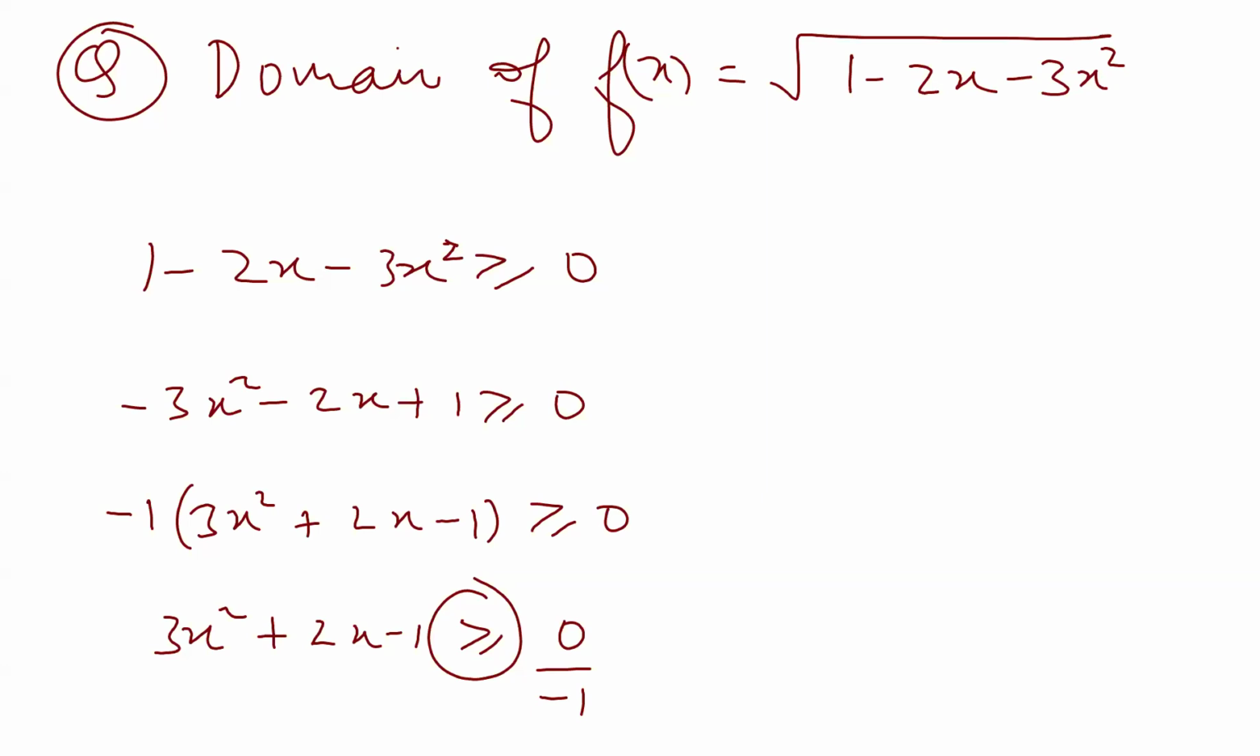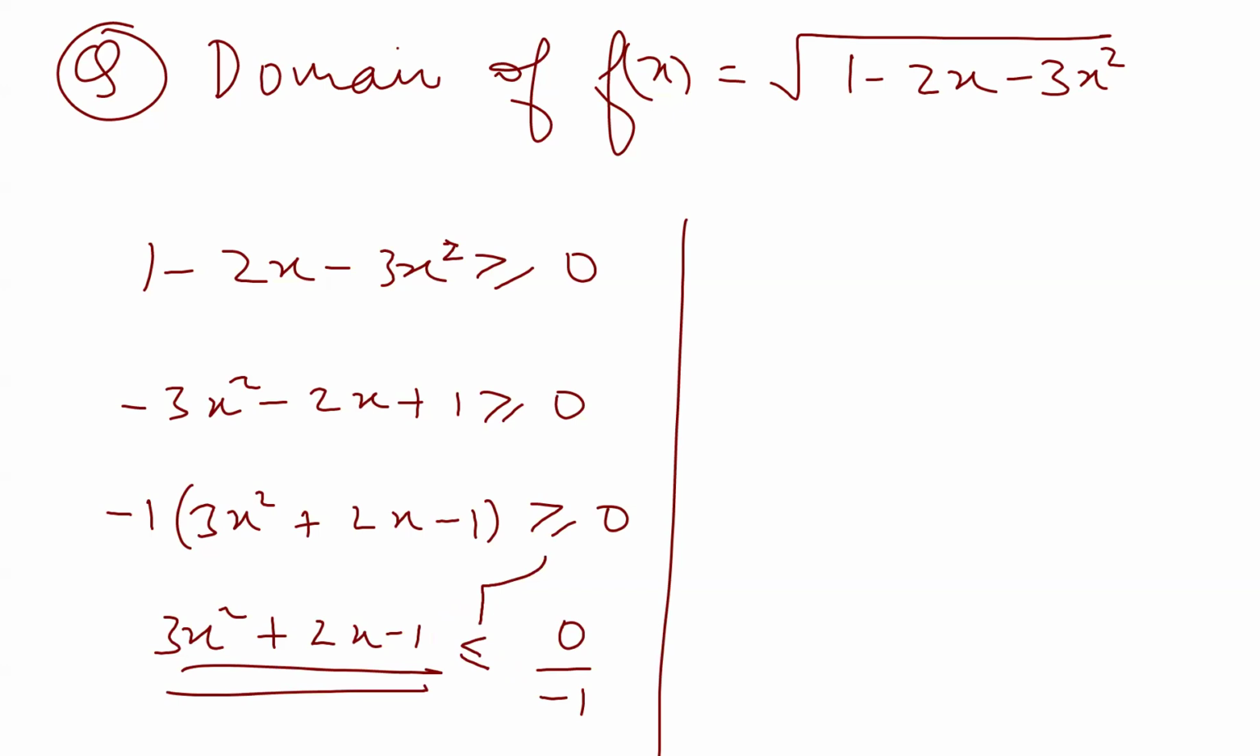Whenever we are dividing or multiplying with a positive or negative number in inequalities, the sign changes. So factorize this. See, there is a sign change and we can factorize the left hand side. If we factorize the left hand side, you'll get 3x minus 1 into x plus 1 less than or equal to 0. Now we need to get the critical values.